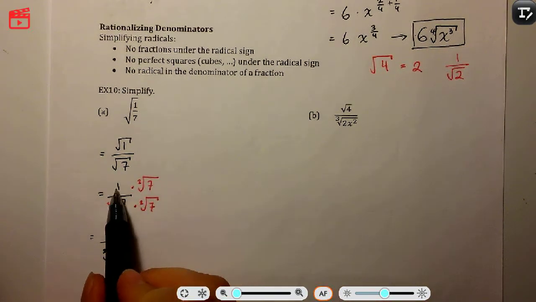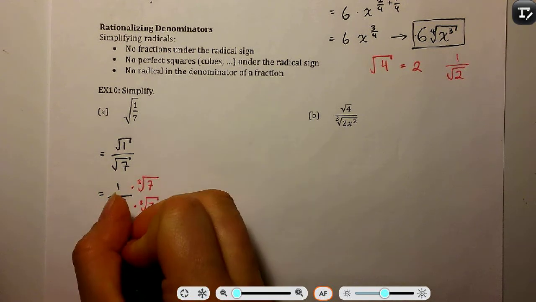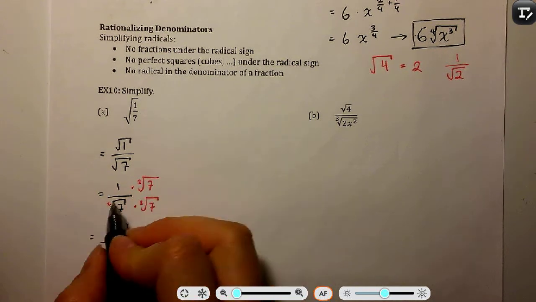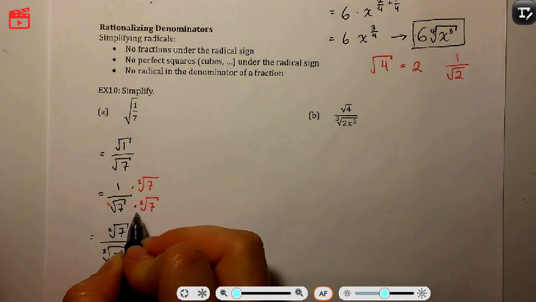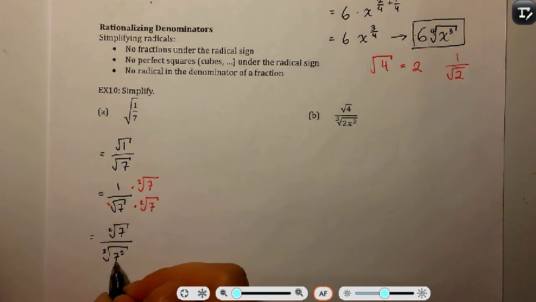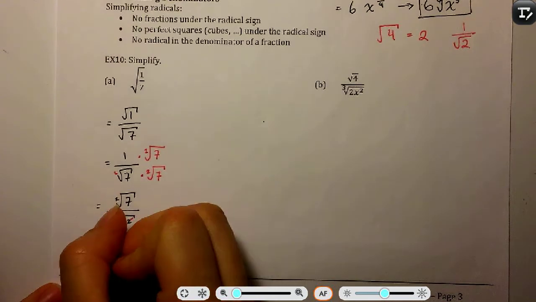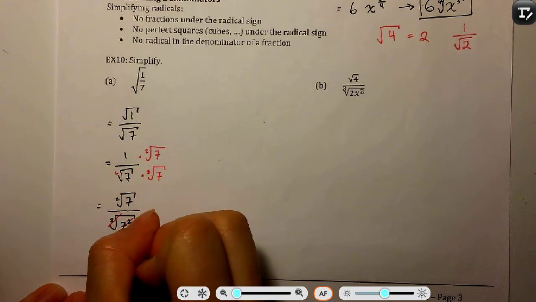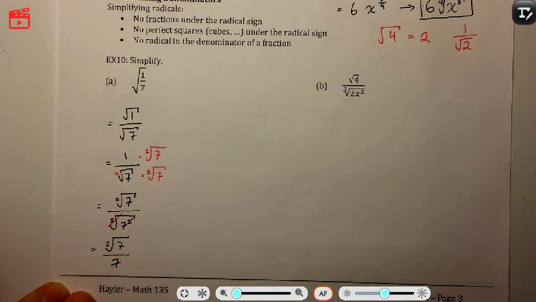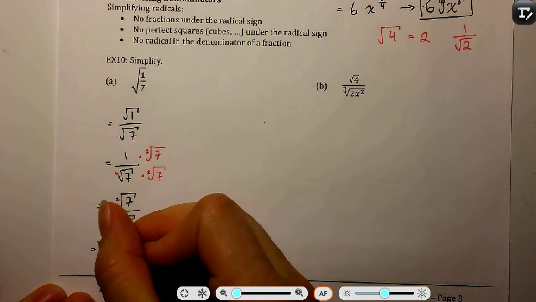Okay, so let's see. We have 1 times the square root of 7. Let's go ahead and write that in. And then we had the square root of 7 times the square root of 7, which gave me the square root of 7 squared. And then I see the square root and the squared there. I can go ahead and cancel those. And I'm left with square root of 7 over 7. I've rationalized my denominator. And we're done.